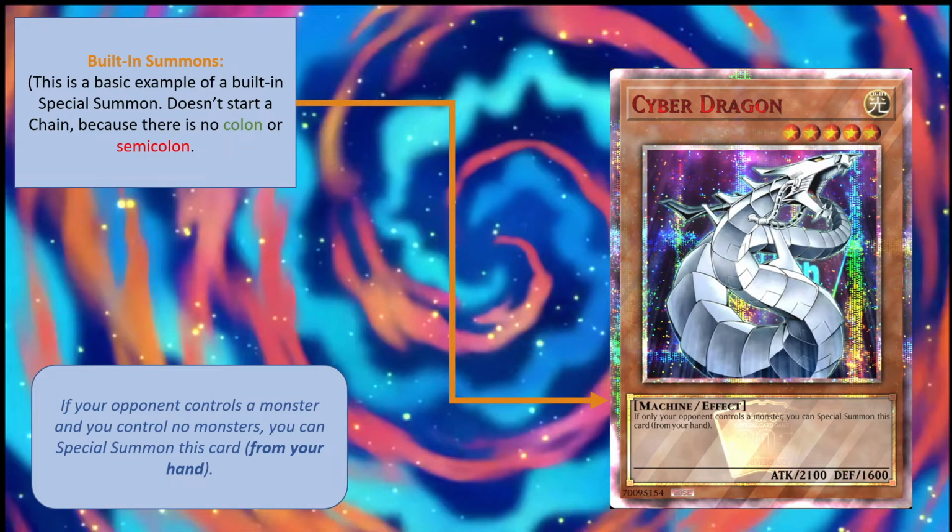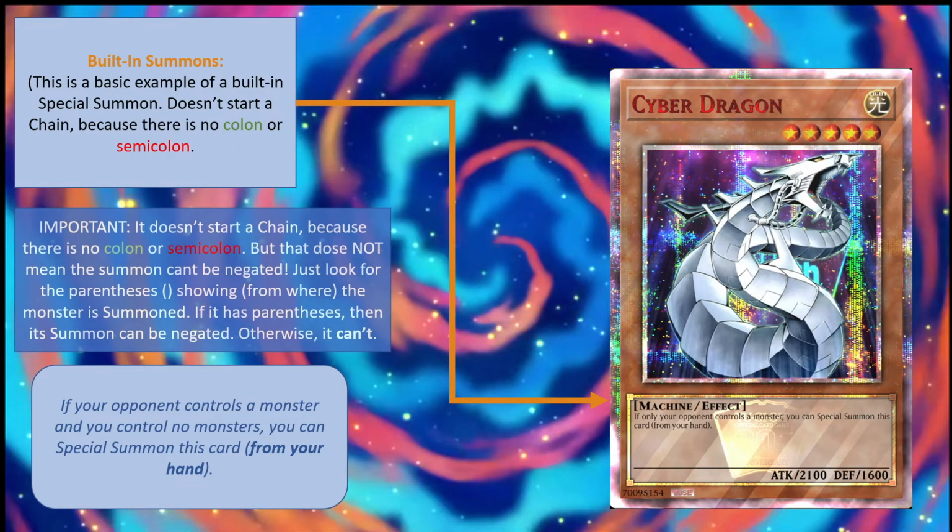So what happens here is your opponent can react to this. Your opponent cannot chain whatever he feels like chaining. The only cards he can activate at this time is something to negate the summoning from your hand. That's the part that he can react to. So, important to understand, it doesn't start a chain because there is no colon or semicolon, but that does not mean that the summon can't be negated.